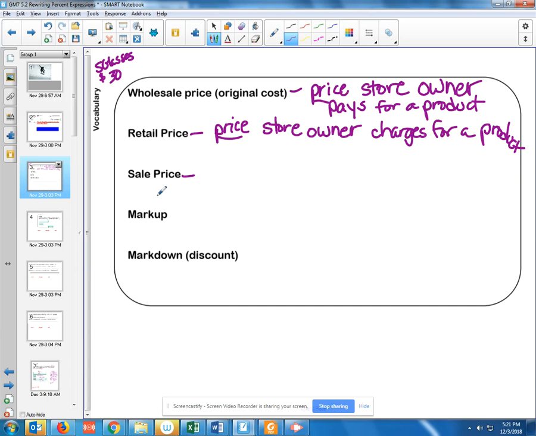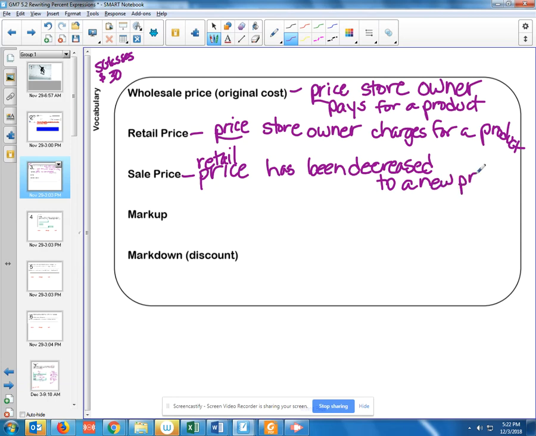All right. So this is a price. Sale price. Hallelujah. As a customer, this is happy news. This is a price that has been decreased. So it's actually, I should write it this way: it's a retail price that has been decreased in some way. Maybe it's just going on sale because the store decides to put it on sale, like a weekly advertisement or for Black Friday or something like that, has been decreased to a new price. There we go. Cool.